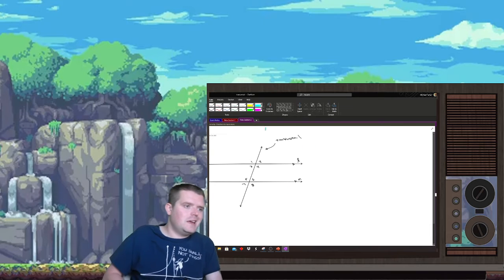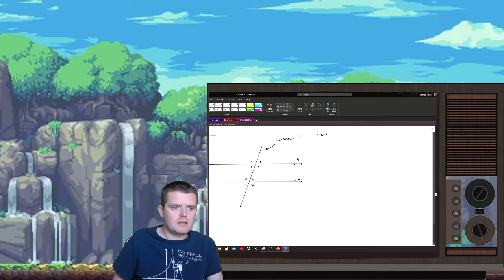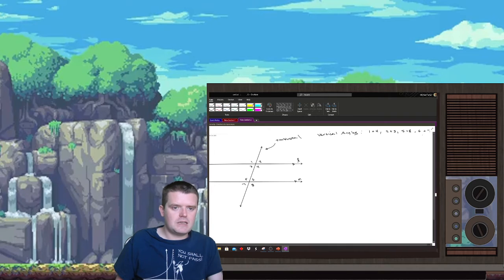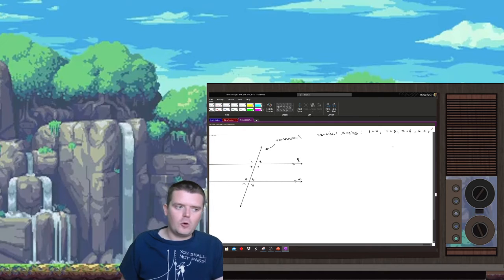In a larger assignment like this, you might just be asked to identify what the vertical angle pairs are in this diagram. So your vertical angles here would be angles 1 and 4, 2 and 3, 5 and 8, and 6 and 7. So those are all your vertical angle pairs.